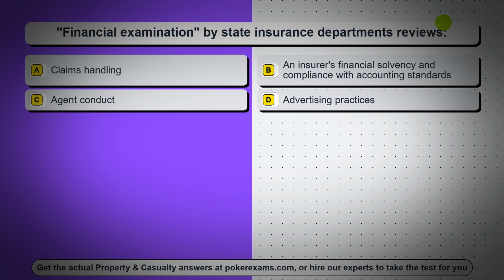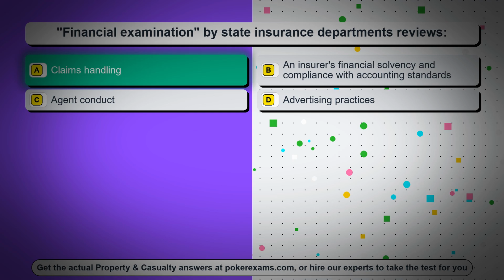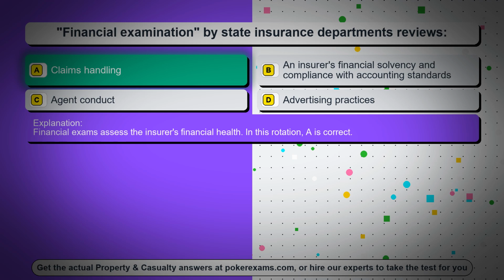Option A. Claims handling. Option B. An insurer's financial solvency and compliance with accounting standards. Option C. Agent conduct. Option D. Advertising practices. The correct answer is option A. Claims handling. Financial exams assess the insurer's financial health. In this rotation, A is correct.